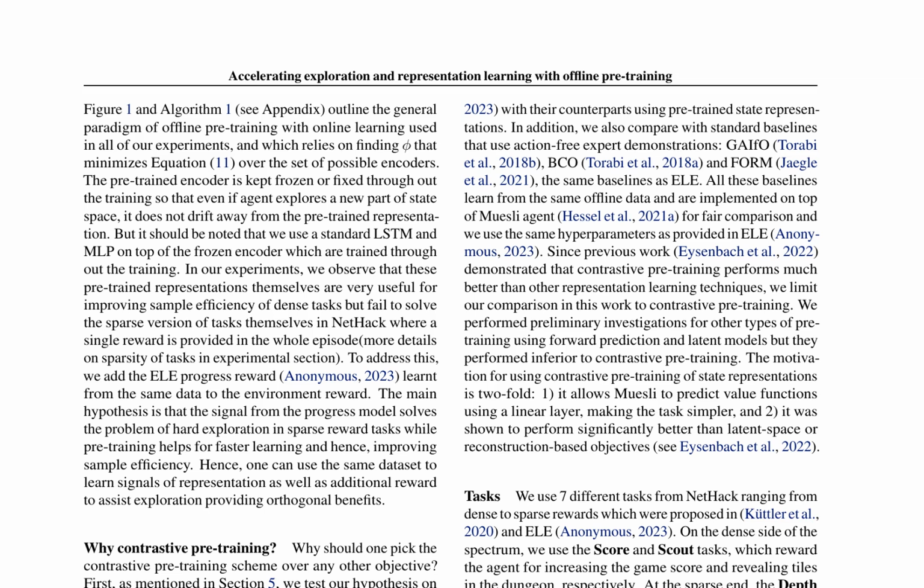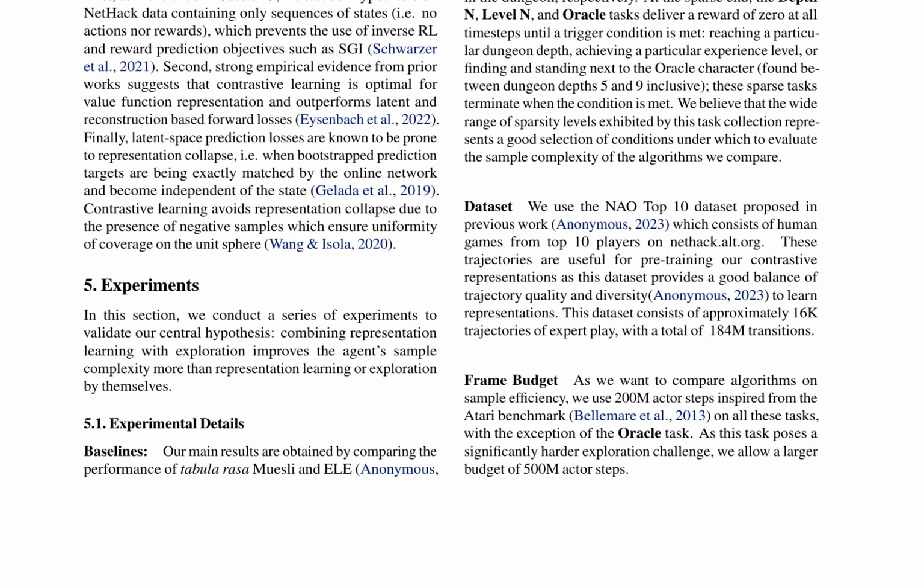The experimental setup involves 7 tasks from NetHack, ranging from dense to sparse rewards, including Score, Scout, Depth N, Level N, and Oracle. These tasks vary in sparsity, allowing for a comprehensive evaluation of the methodology. The NLD top 10 dataset, comprising human games from top 10 players on nethack.alt.org, is utilized for pre-training contrastive representations. This dataset provides a balance of trajectory quality and diversity, containing approximately 16K trajectories of expert play and 184M transitions.